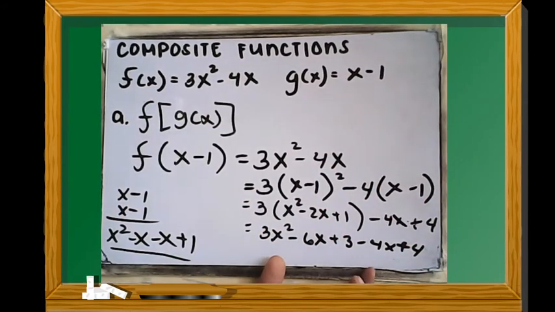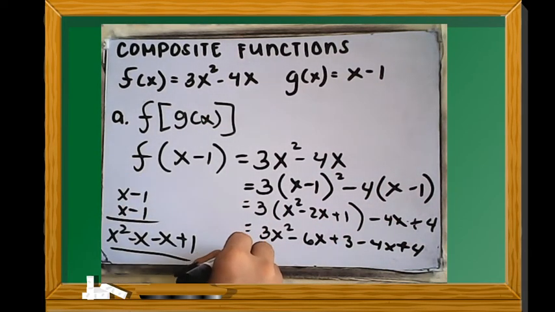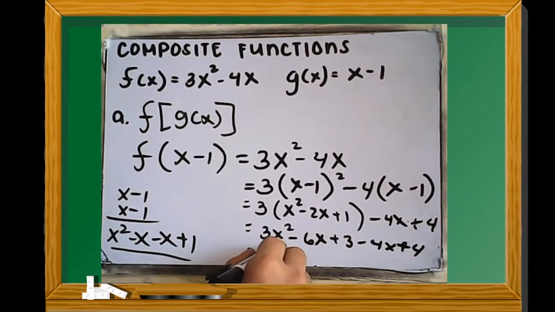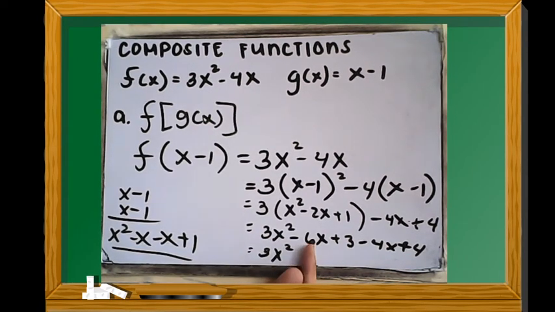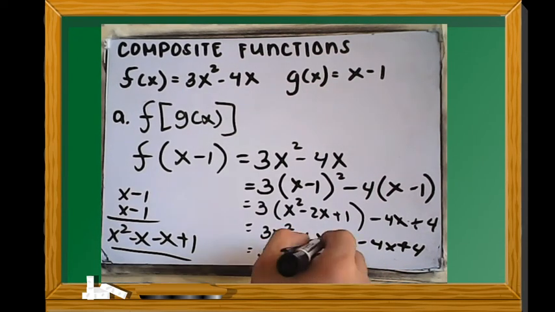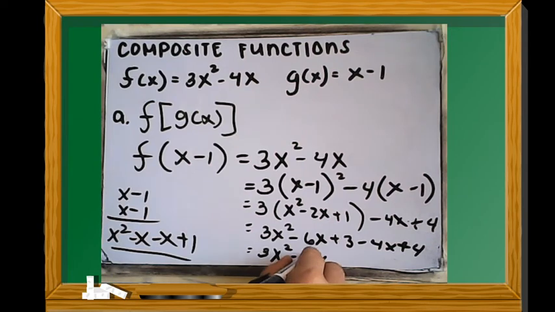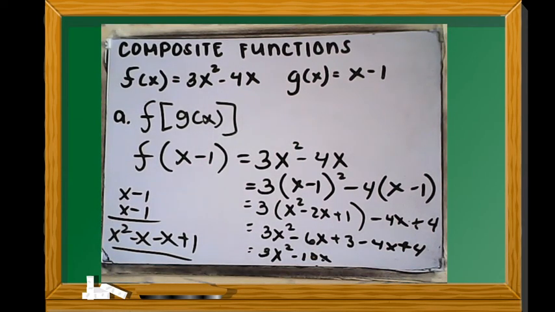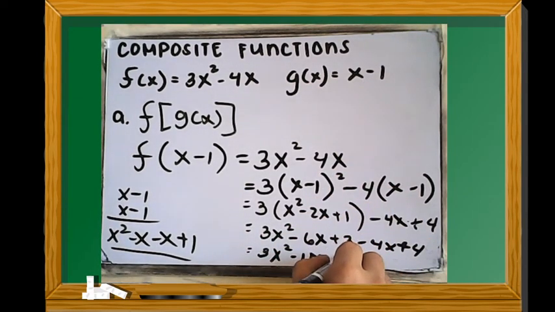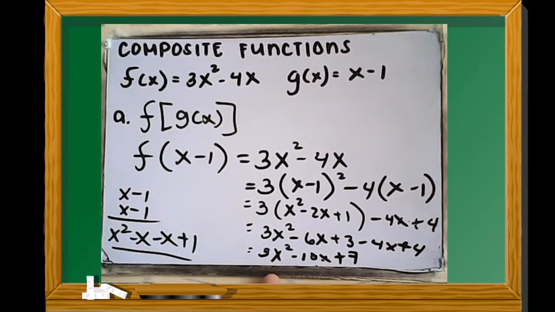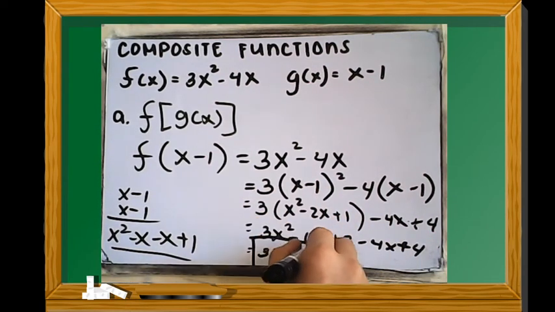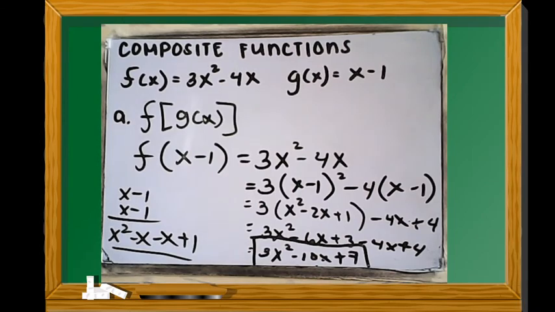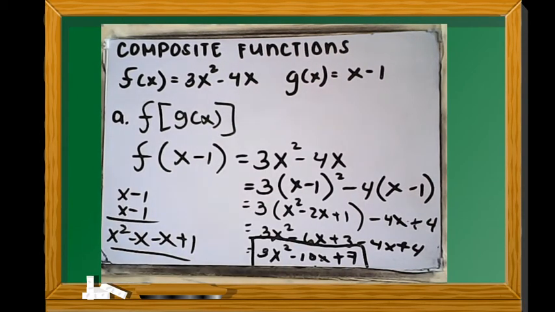Then simplify by combining like terms. So 3x squared. So negative 6x minus 4x, so that is negative 10x. And then 3 plus 4 is positive 7. So since we cannot simplify 3x squared minus 10x plus 7 anymore because they are different terms, this will be the final answer. 3x squared minus 10x plus 7.